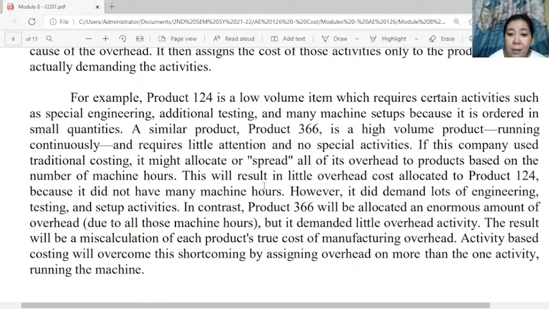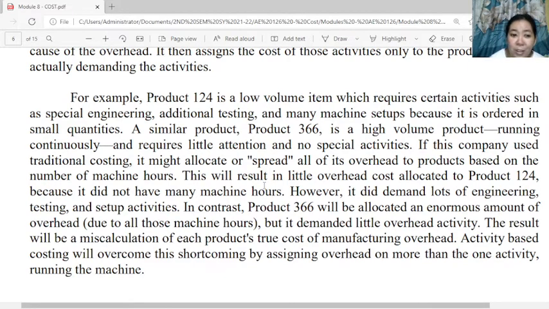In contrast, product 366 will be allocated a lot of the overhead costs because it will have more machine hours spent in production, since this is a high volume and continuously running process. It requires a large number of machine hours, so under traditional costing it will be allocated a larger portion of overhead cost. However, it only demands little overhead activity. So the result will be a miscalculation of each product's true cost of manufacturing overhead.